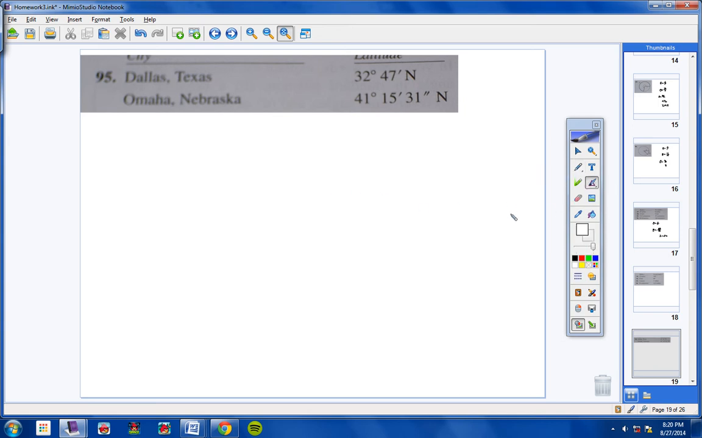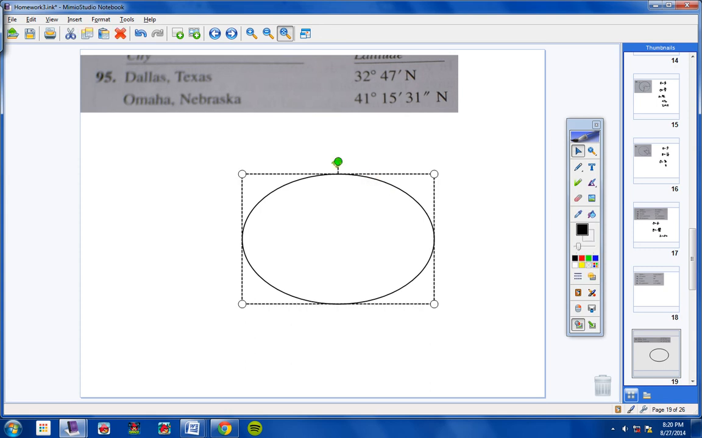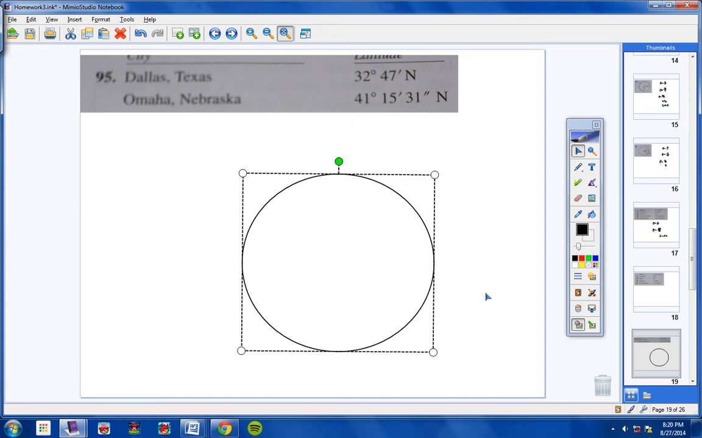Here we go. Let's go ahead and draw a nice picture of Earth here. Mother Earth, just kidding. There we go. That's pretty good. Okay. Let's go ahead and copy this so I can take it from problem to problem.